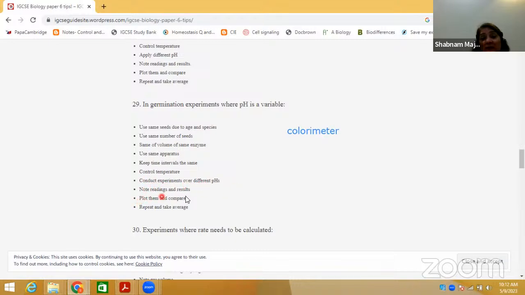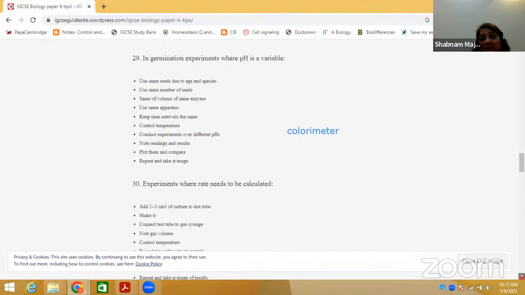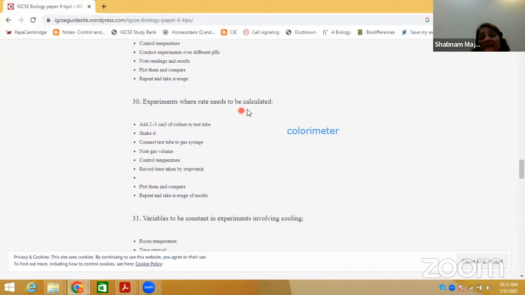conduct experiments over different pH, note readings and results, plot them and compare, repeat experiments. Next, experiments where rate needs to be calculated. Add two to three cm cube of culture solution to the test tube. Culture solution: you have heard about it in the nutrition in plants experiment. Complete culture solution is the one needed for the proper growth of plants.